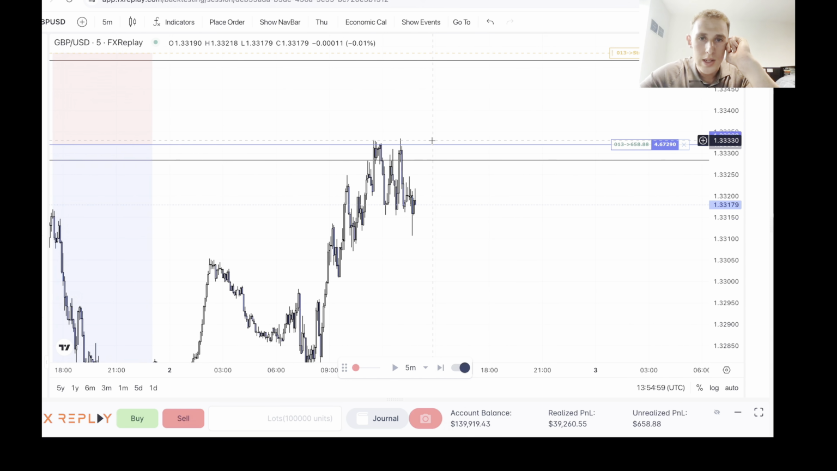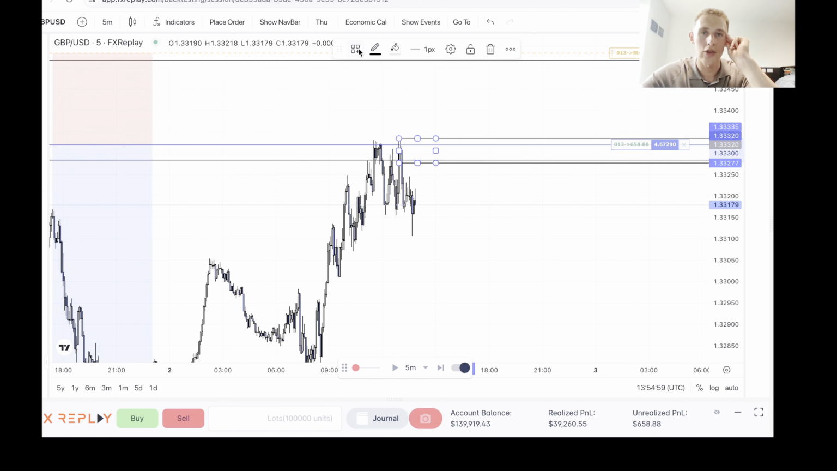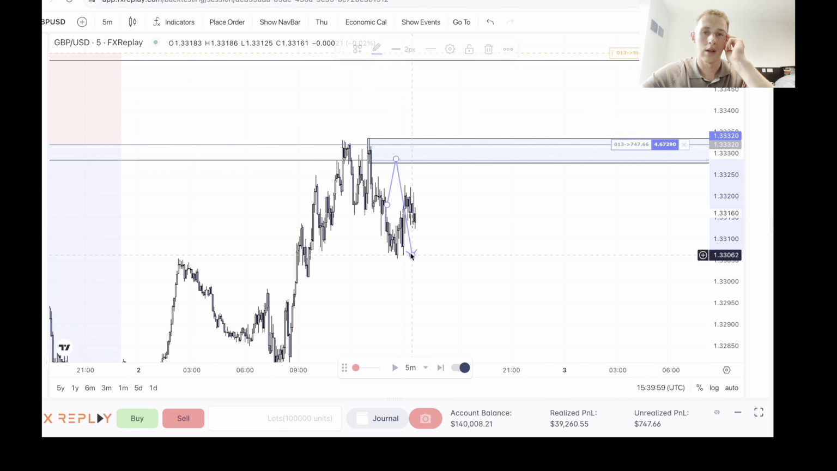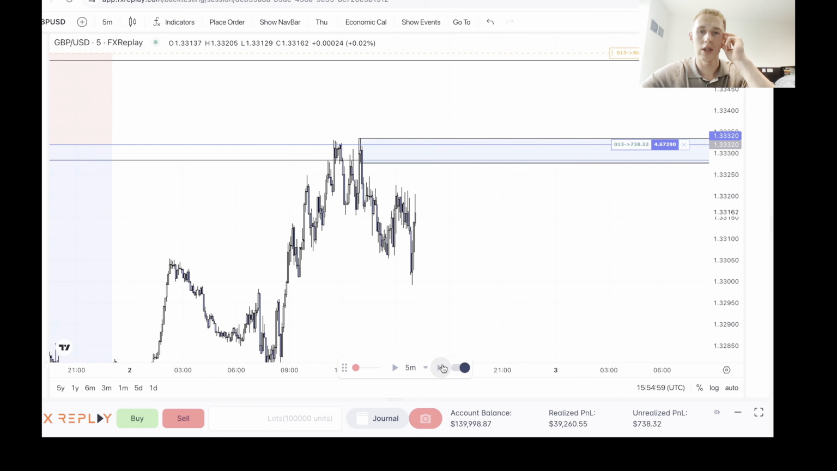Very nice. So we can see it swept this high and broke structure on the 5-minute. So if we had missed that initial 15-minute entry, we could enter this. That's what I would enter. Let's see if price comes into that region.